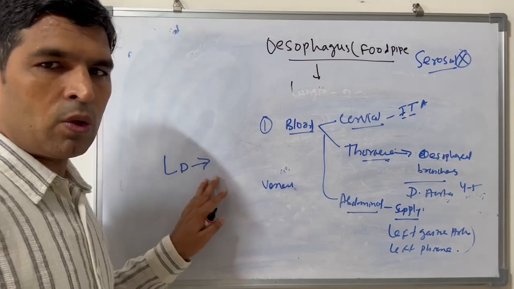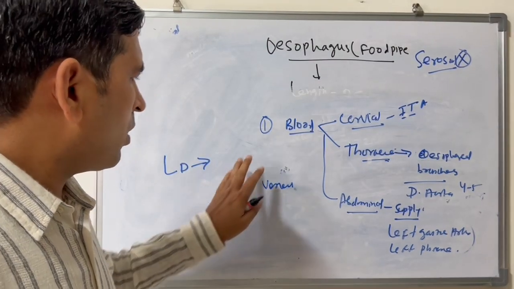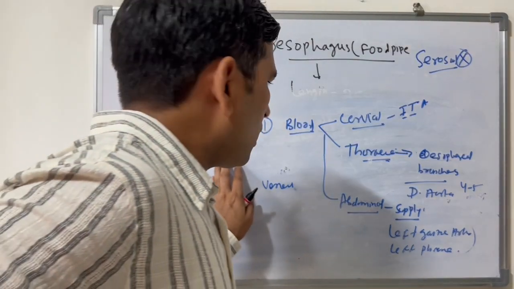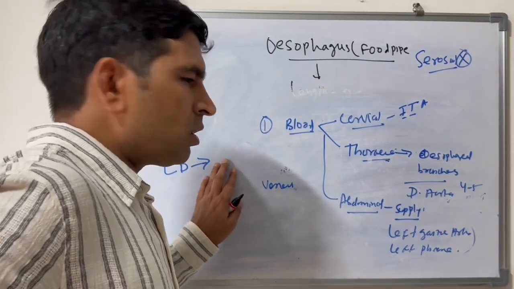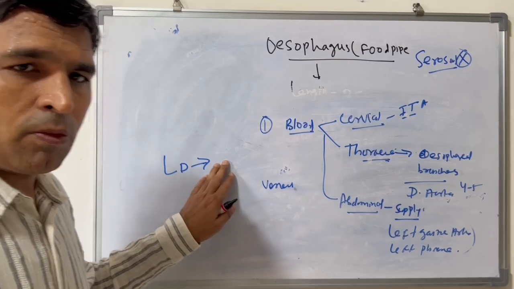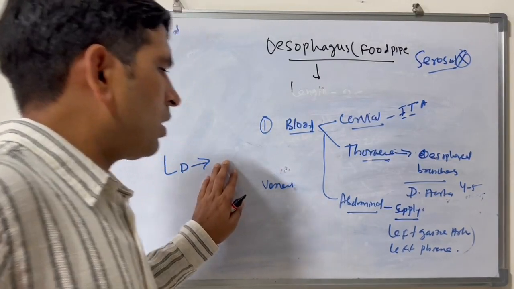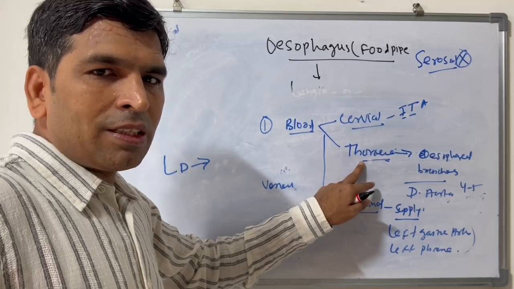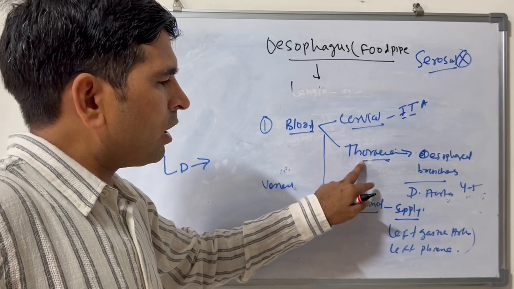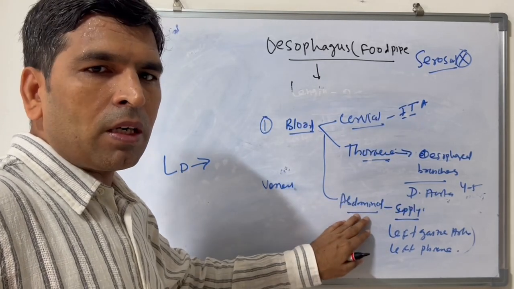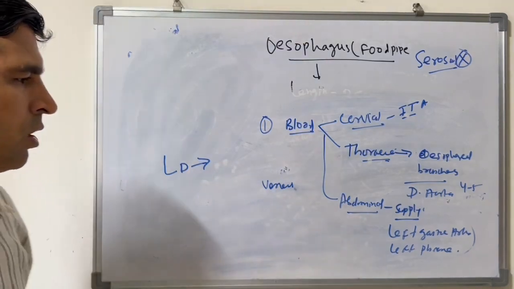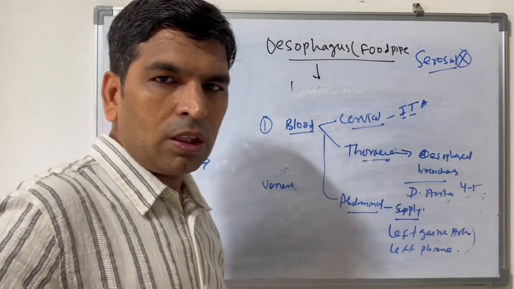Lymphatic drainage. The cervical part goes into the anterior mediastinal and paratracheal nodes and the lower deep cervical nodes. The thoracic part drains into the posterior mediastinal nodes or tracheobronchial nodes, and the abdominal part goes to the celiac nodes or gastric nodes. So this is all about the esophagus.